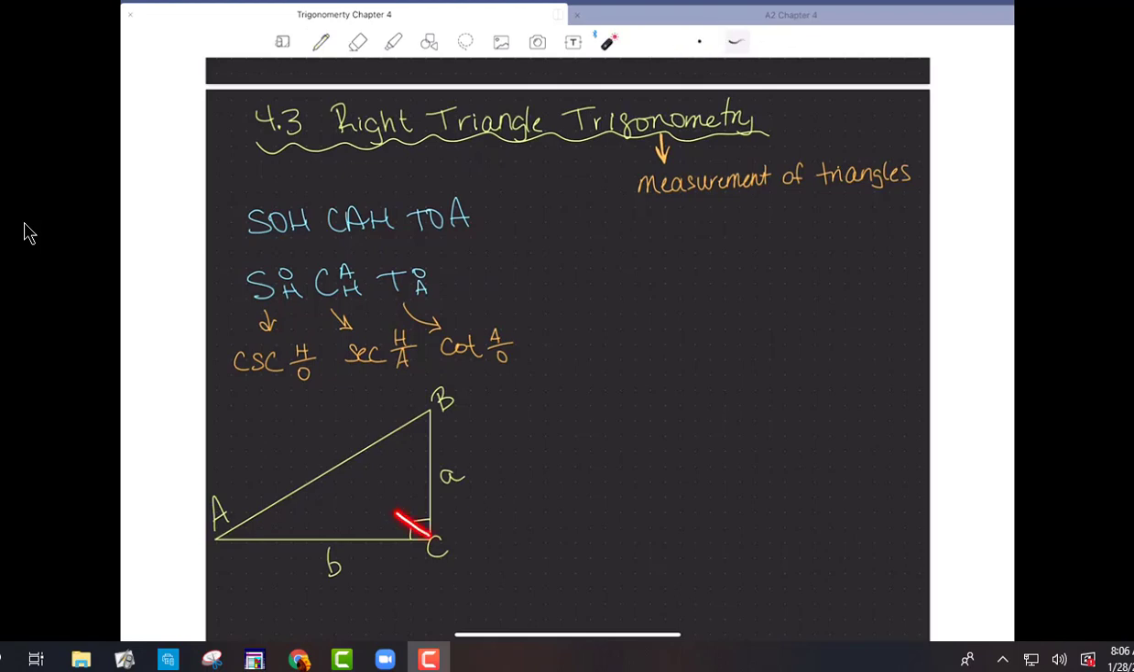And that little side across from the 90-degree angle, we know it's going to be side C, but it also has another special name. What's that side of a triangle going to be called? Starts with an H. The hypotenuse.